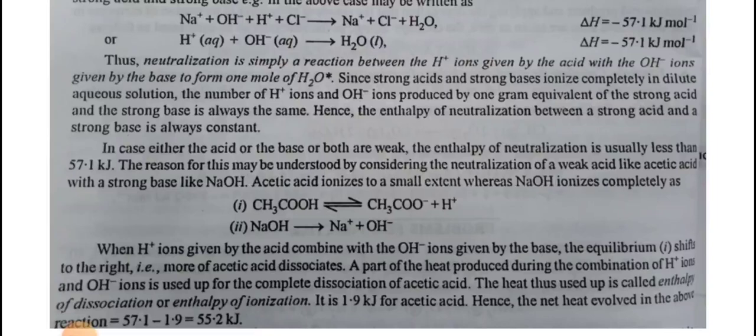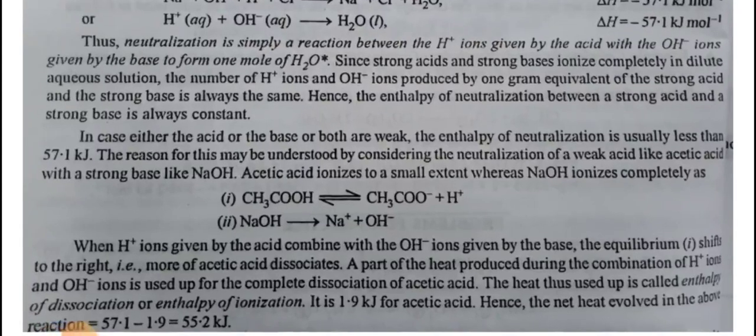When H+ ions given by the acid combine with OH- ions given by the base, the equilibrium first shifts toward the right. That is, more of the acetic acid dissociates. A part of the heat produced during the combination of H+ ions and OH- ions is used up for the complete dissociation of acetic acid. The heat thus used up is called enthalpy of dissociation or enthalpy of ionization. It is 1.9 kilojoule for acetic acid. Hence, the net heat evolved in the reaction is 57.1 minus 1.9, which is equal to 55.2 kilojoule.